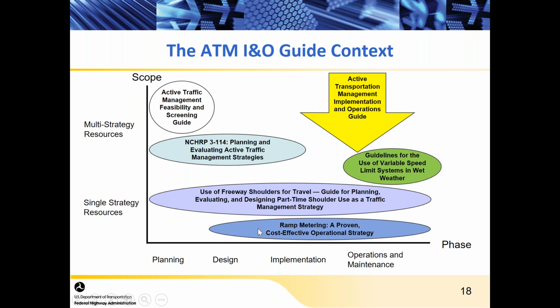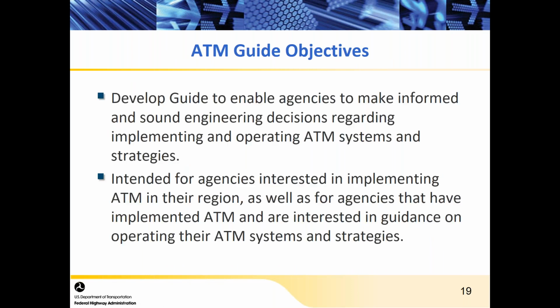These highlights here are other documents that are available: the guidelines for variable speed limits in wet weather, and the ATM feasibility and screening guide, which is currently available. This NCHRP document is in final development. The use of freeway shoulders for travel is an FHWA document that's available, and there are some ramp metering resources as well. So this is where the ATM guide that we're going to talk about fits within the context of all this ongoing activity and resources associated with ATM.